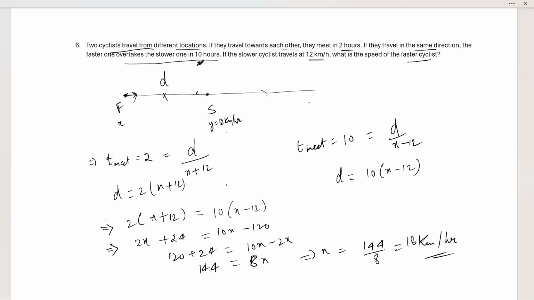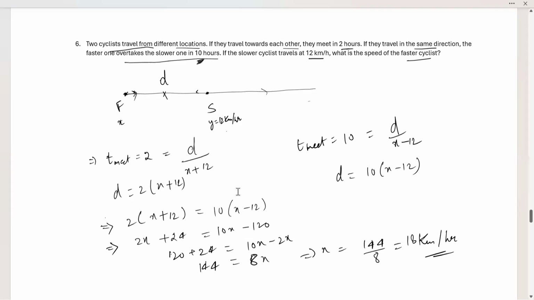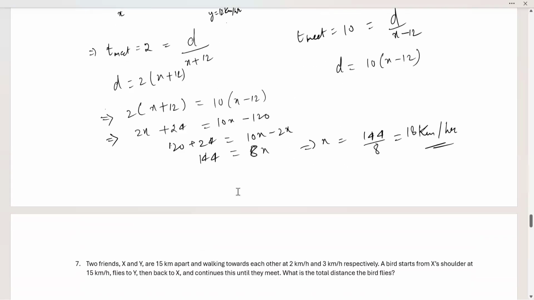ठीक है? In this case, इसमें दो में ही concept use हो जाते हैं कि when objects are moving towards each other and when objects are moving in the same direction. So first case is when objects are moving in opposite direction. The second is कि the objects are moving in the same direction. ठीक है? चलिए, let's move forward.